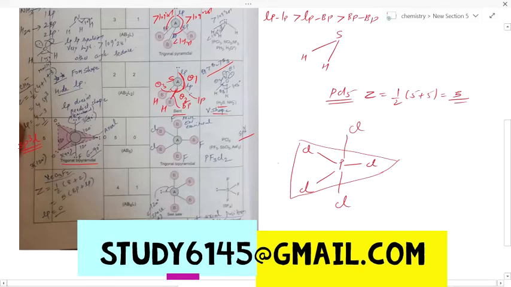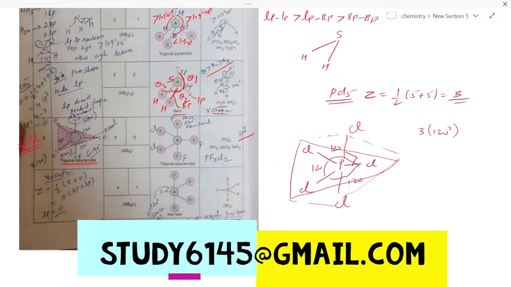So the angle between these two is 120. This is 120, this is 120. Okay, and the structure will be like this. Trigonal bipyramidal. This is also an important question: how many will there be? There will be three 120 degrees. And between these, 90, because the perpendicular Cl and these are at 90. So there will be six 90 degrees.